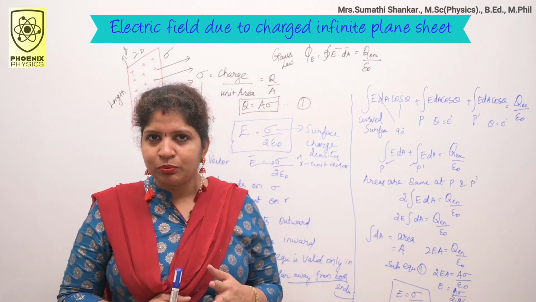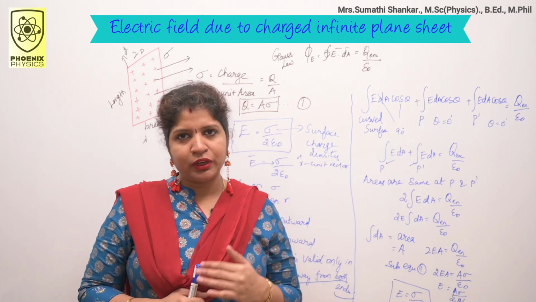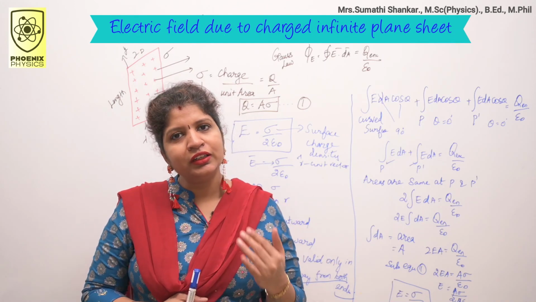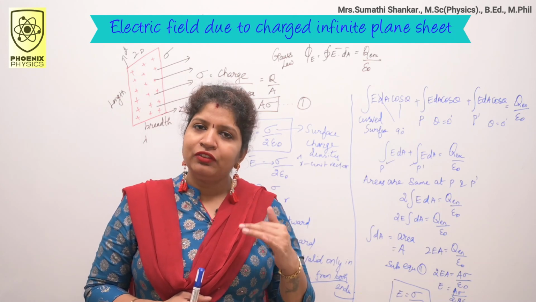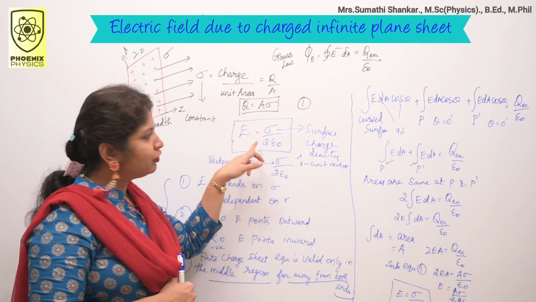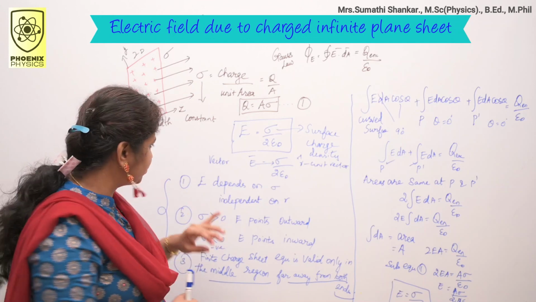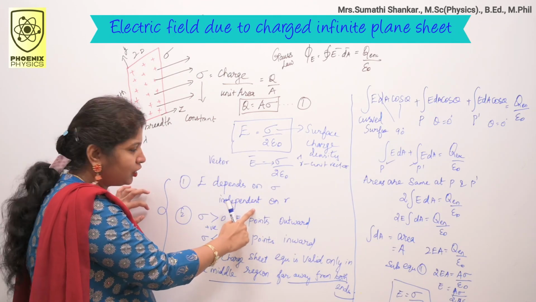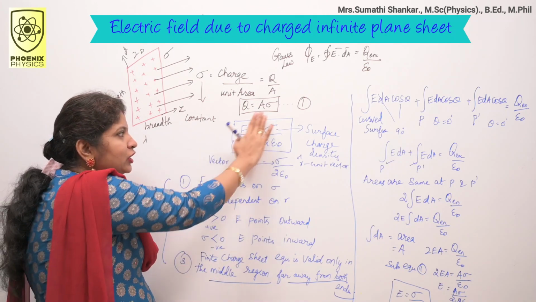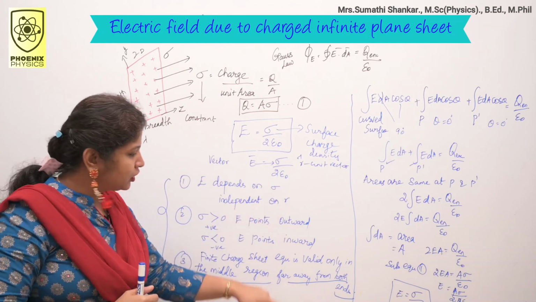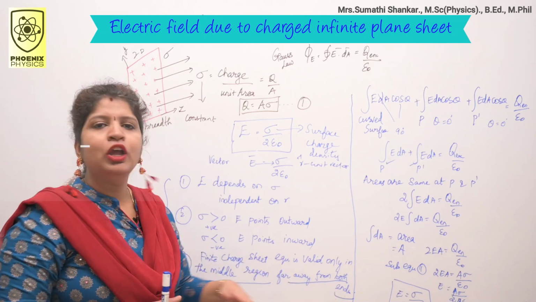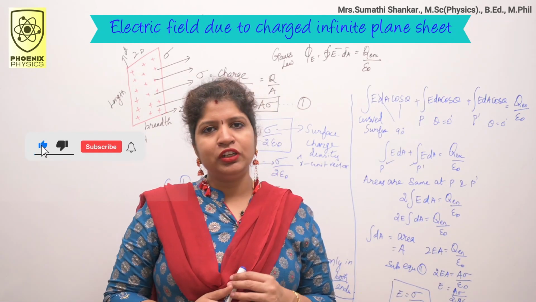In this class we derived the electric field due to an infinitely charged plane sheet. A plane sheet has 2 dimensions, length and breadth. For this we can choose either a cuboid Gaussian surface or a cylindrical Gaussian surface. Finally we calculated the electric field E, that is sigma by 2 epsilon naught. From this equation we concluded 3 points. E depends on sigma, independent of r. Sigma positive means E points outward, negative means inward. And if it is a finite charged sheet, this equation is valid only in the middle region far away from both the ends.